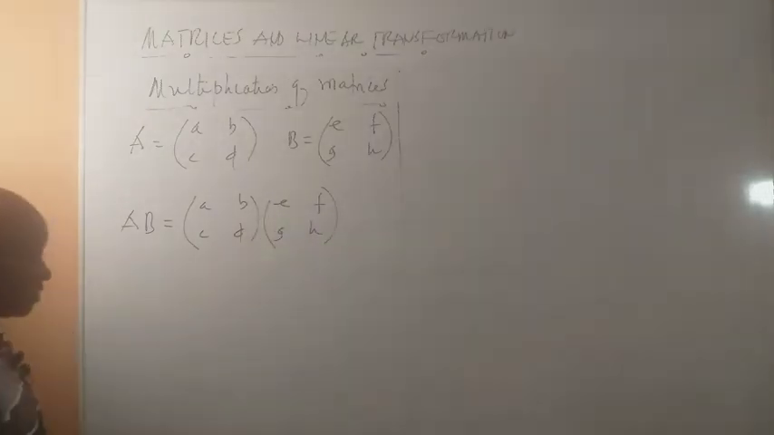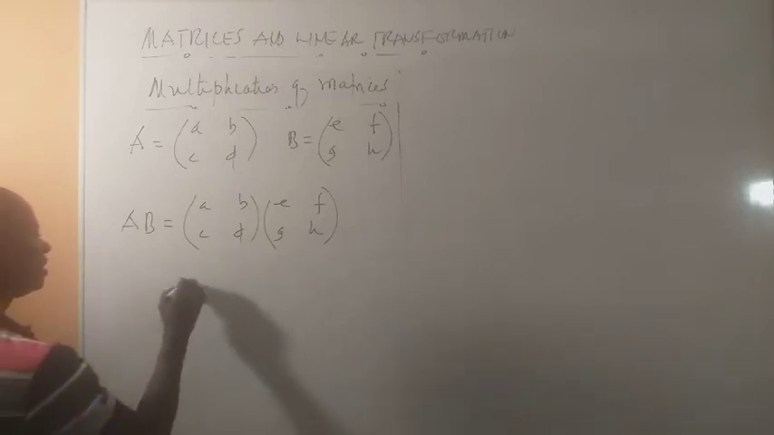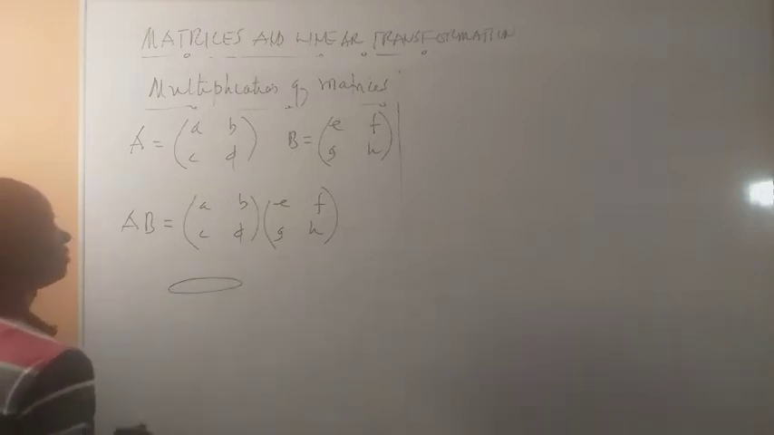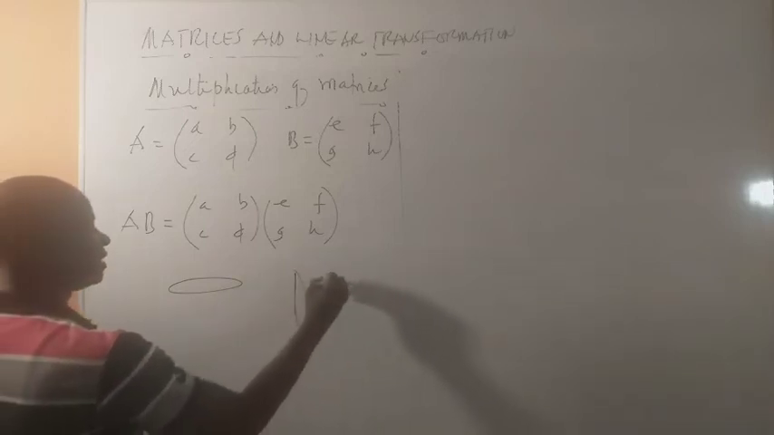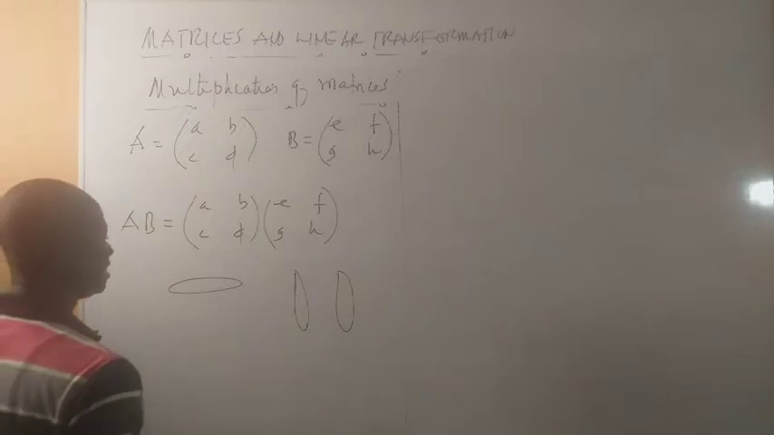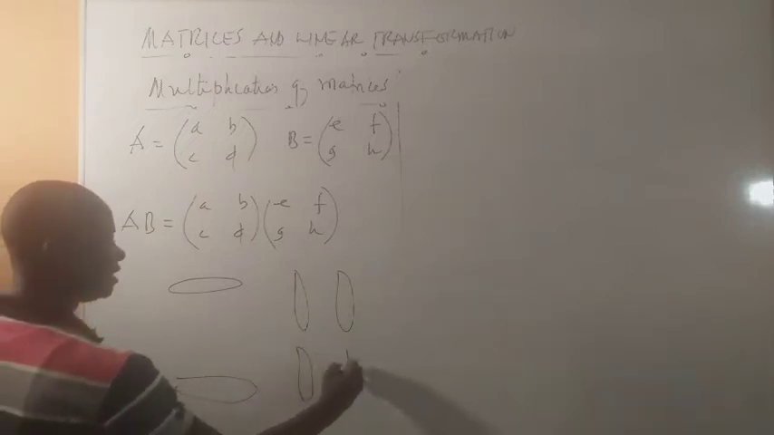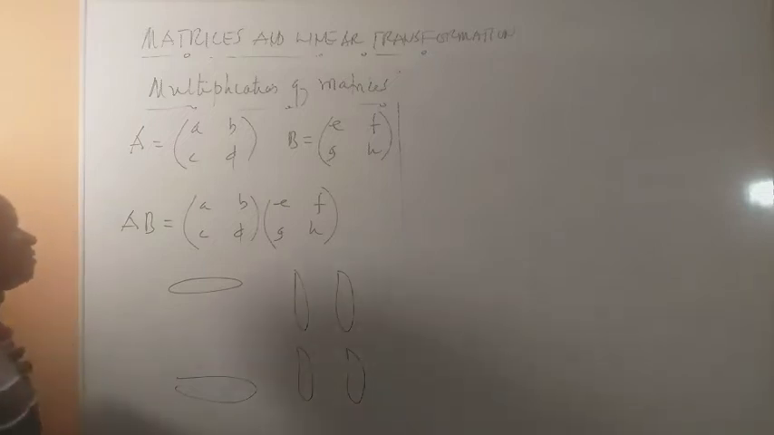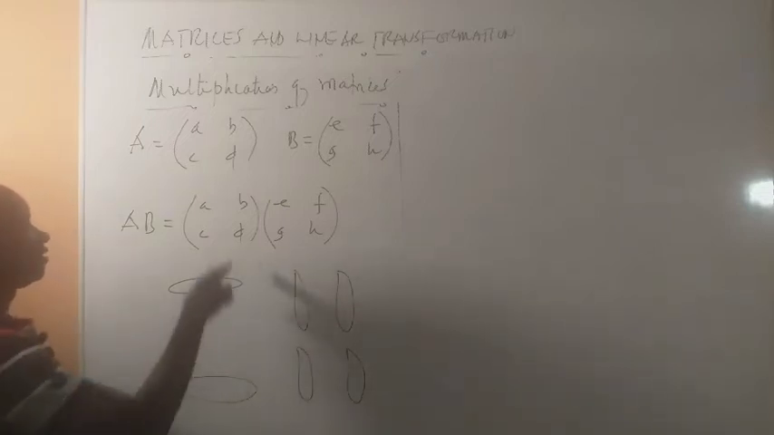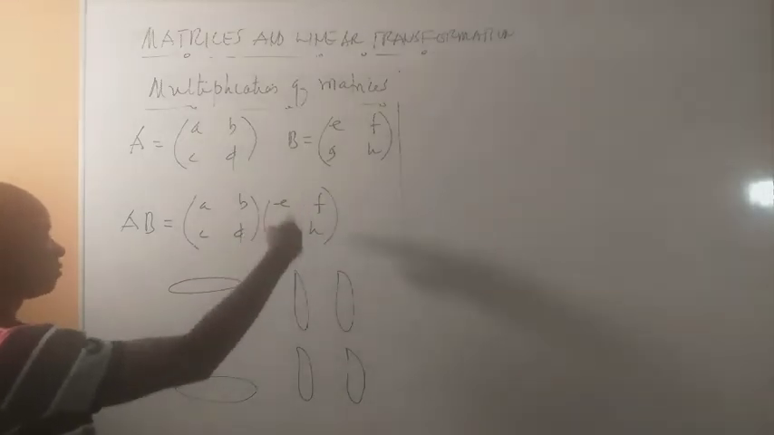Now, let me give you a pictorial view of what I'm talking about. This will be the first row of the first matrix, and this will multiply the 2 columns of the second matrix. Then when we are done, the second row will also multiply the 2 columns of the second matrix, and that is how the answer will come out. So the first row will multiply the 2 columns, as you can see. Then the second row will also multiply the 2 columns.